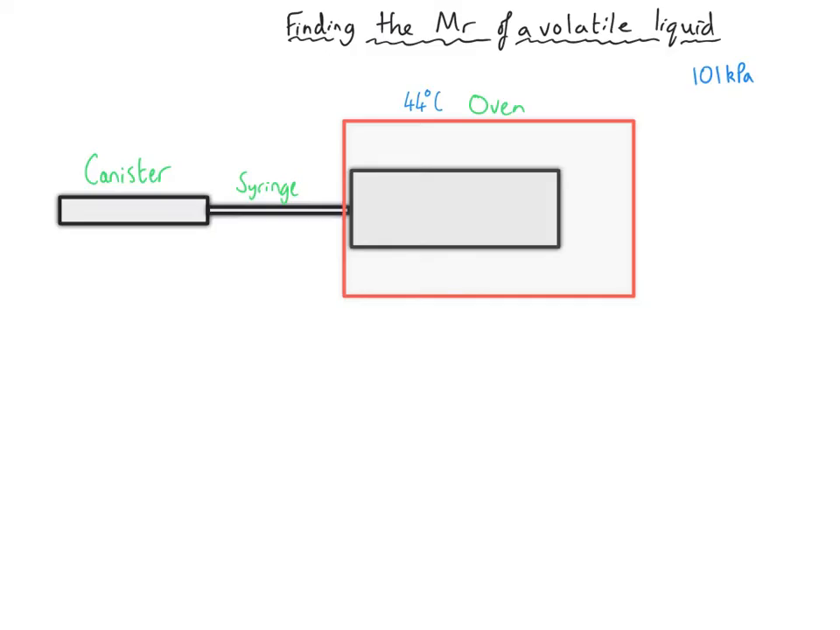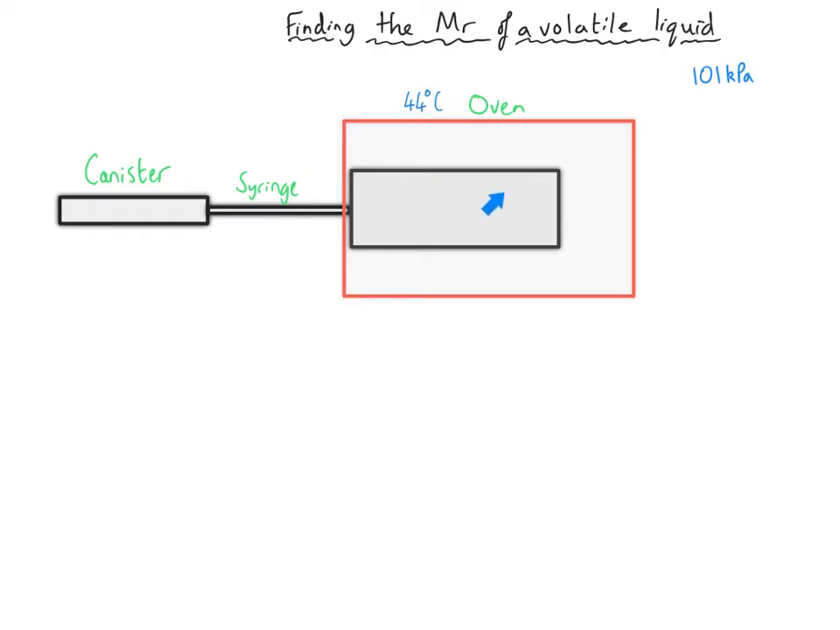Another application of the ideal gas equation is that you can use it to find the Mr of a volatile liquid. And to do this, you have a canister that contains the volatile liquid, and you inject some of it through a syringe into a second chamber. And the second chamber is inside an oven. Volatile means it turns into a gas easily. And so once the liquid has moved into the oven, it will evaporate and become a gas.